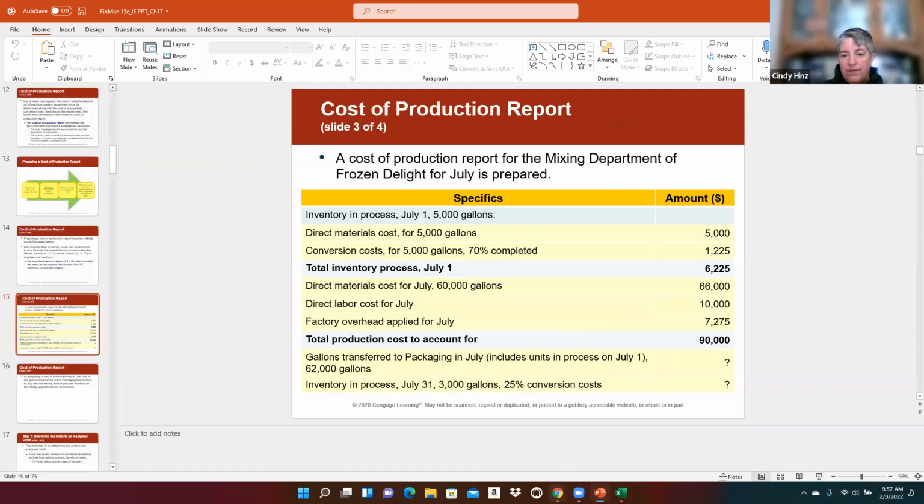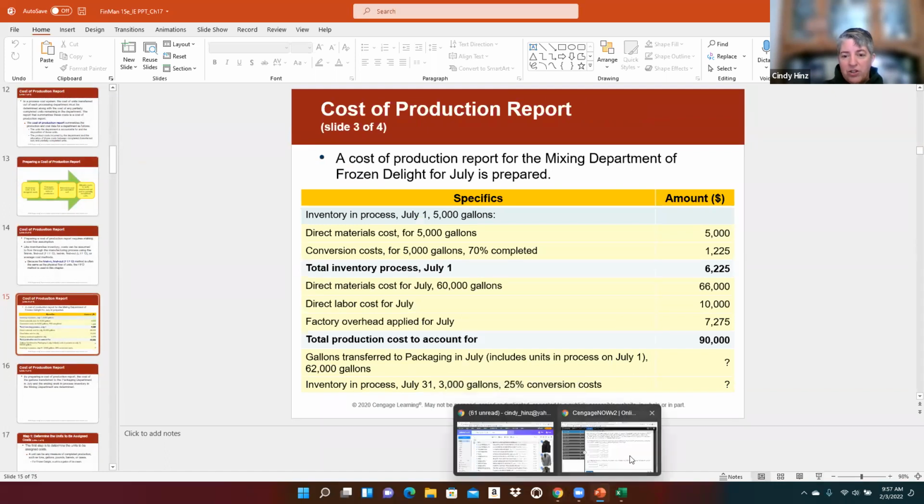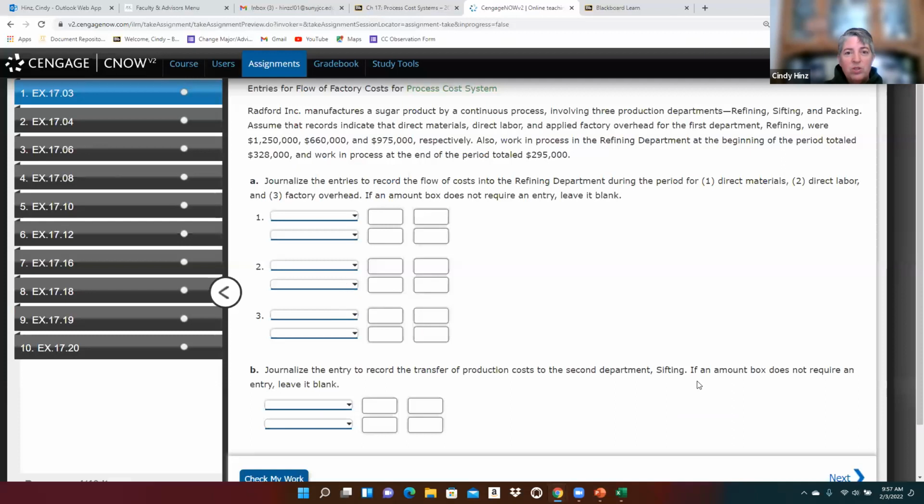But that's enough discussion related to the chapter. Let's go to our exercises and actually make some progress with the time that we have remaining for class today.